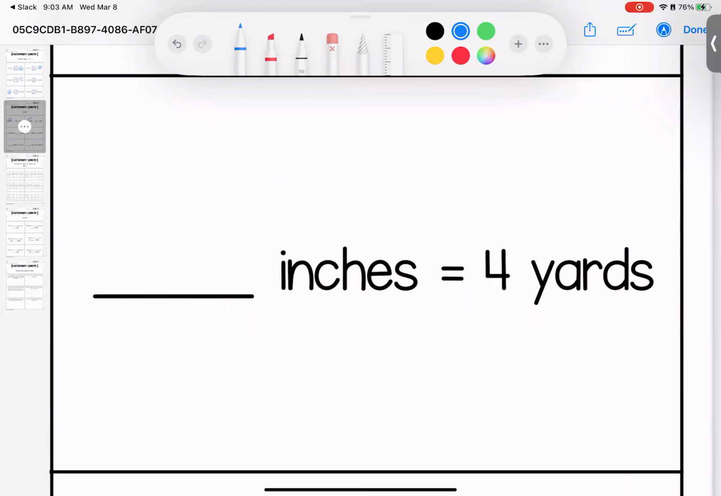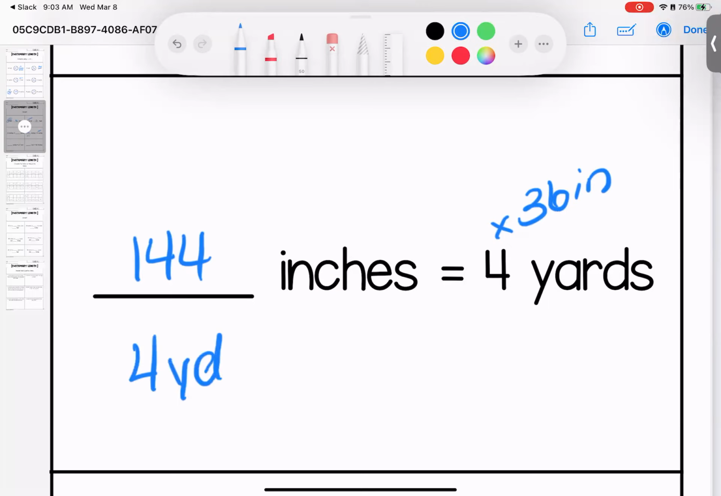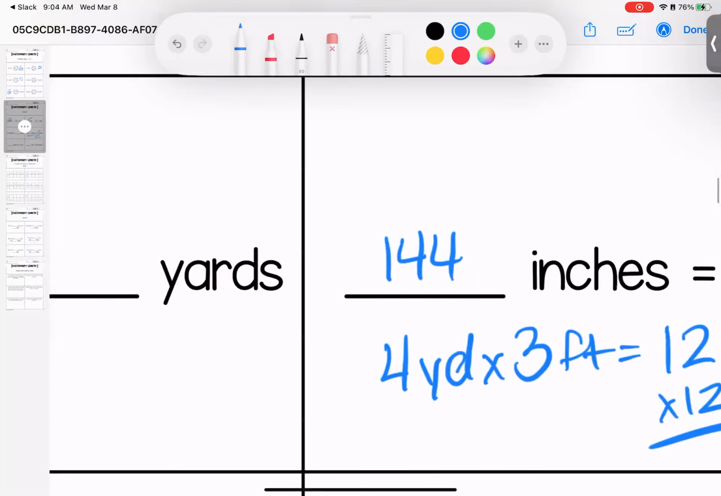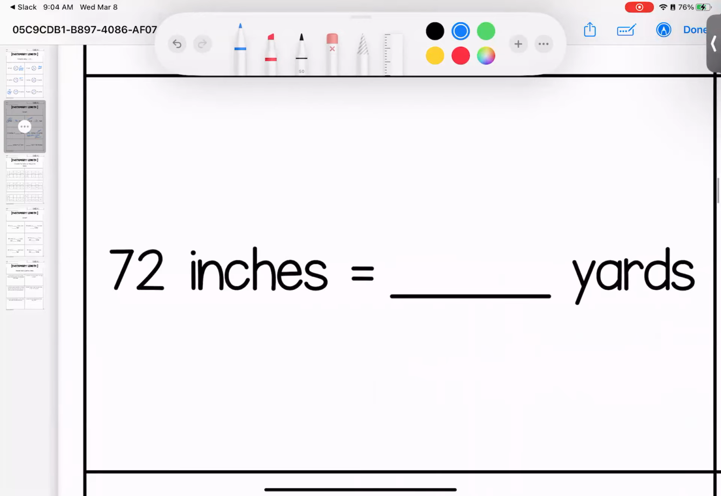There are 3 feet in a yard and 36 inches in a yard. So we could do a double conversion or a single. So if I multiply this by 36, I get 144. If we did not know that, we could do yards to feet, which would give you 12 feet. And then you can multiply that by 12 and get there as well. Either way would work.